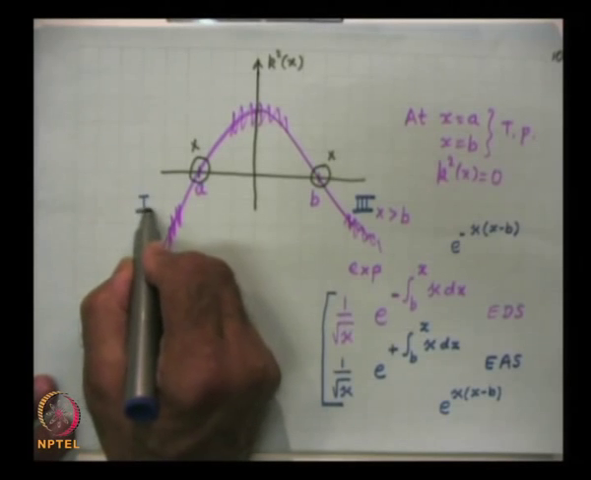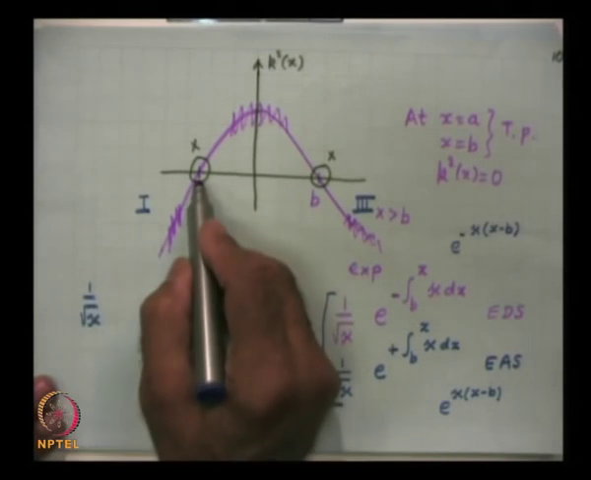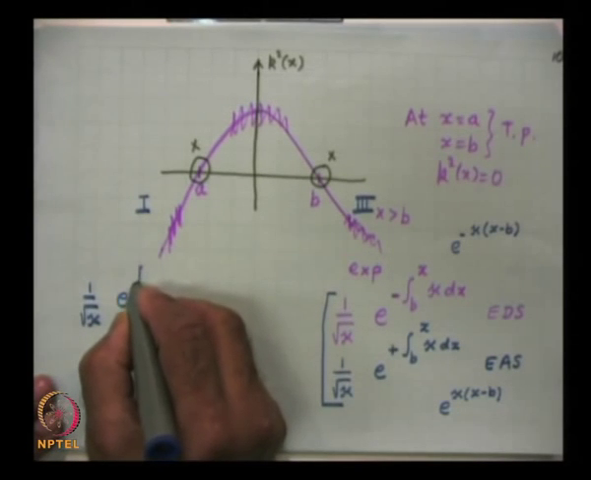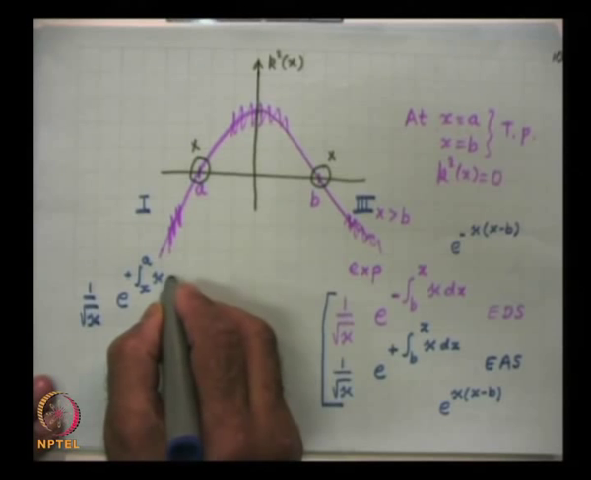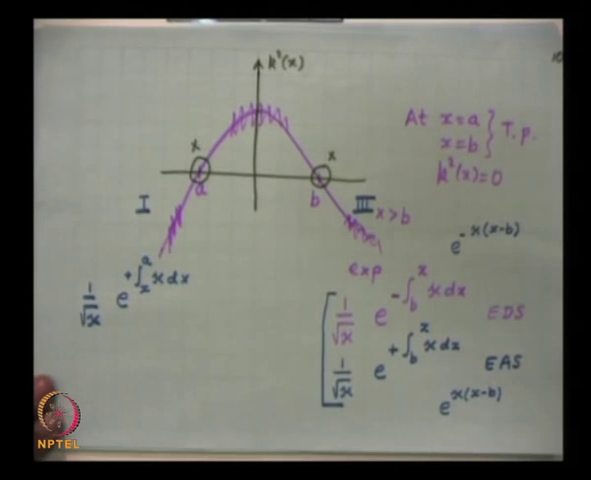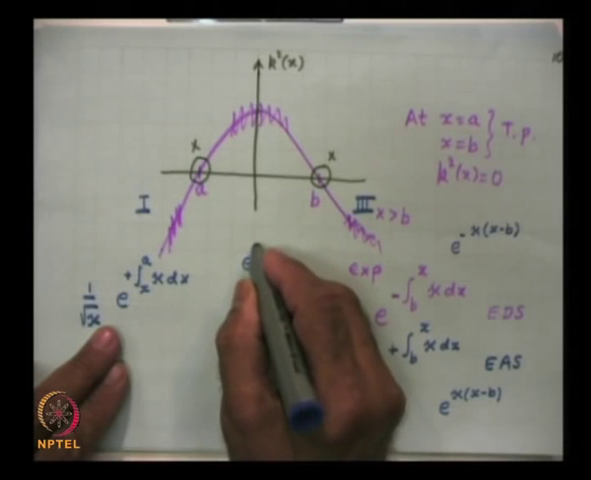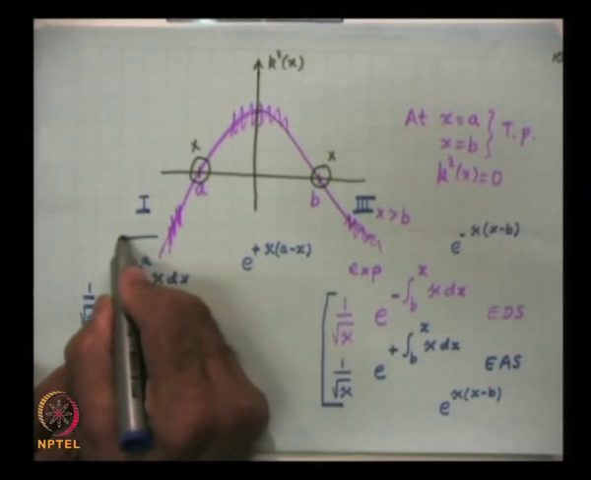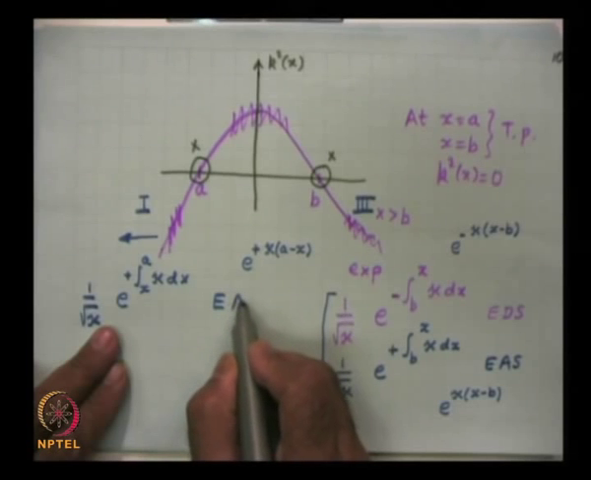Let us consider region 1. The solutions are 1 over root kappa. Now, here x is less than a. So, I write these solutions as e to the power of plus integral x to a kappa dx. Now, if kappa was a constant, then this will be e to the power of plus kappa times a minus x, and as x goes to minus infinity, this becomes an exponentially amplifying solution.